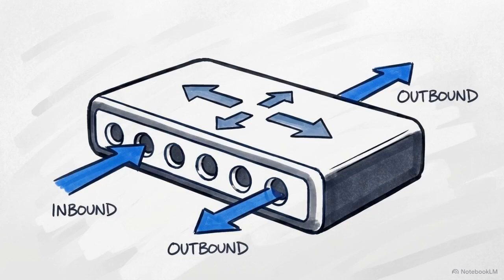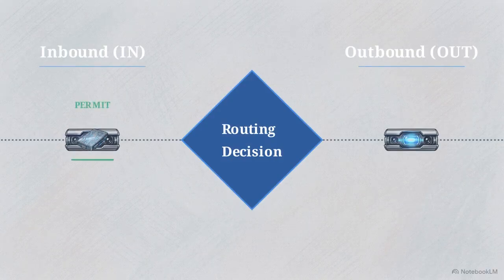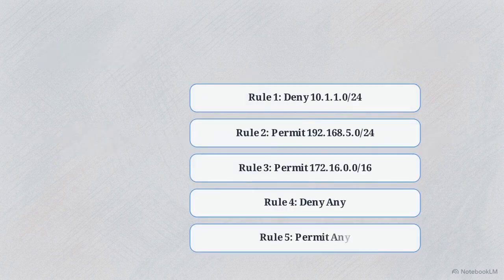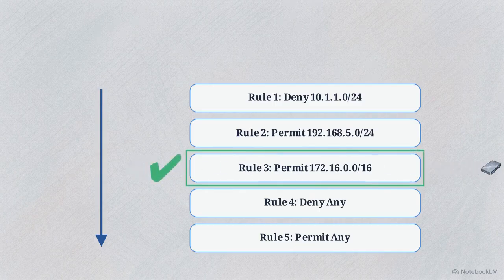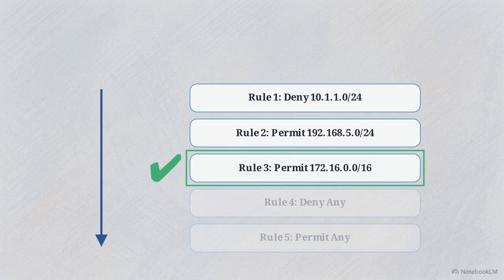ACLs are applied to specific router interfaces in a specific direction. Inbound filtering evaluates packets before the router makes any routing decisions. Outbound filtering happens after the routing decision is made, as the packet attempts to leave the interface. Regardless of direction, the router processes every ACL sequentially from the top down. A packet is checked against the first rule. If it doesn't match, it drops to the second rule, and so on, until it triggers a match. The instant a match occurs, the router executes the associated action, either permit or deny. It definitively stops checking. Any rules written beneath that match are completely ignored.